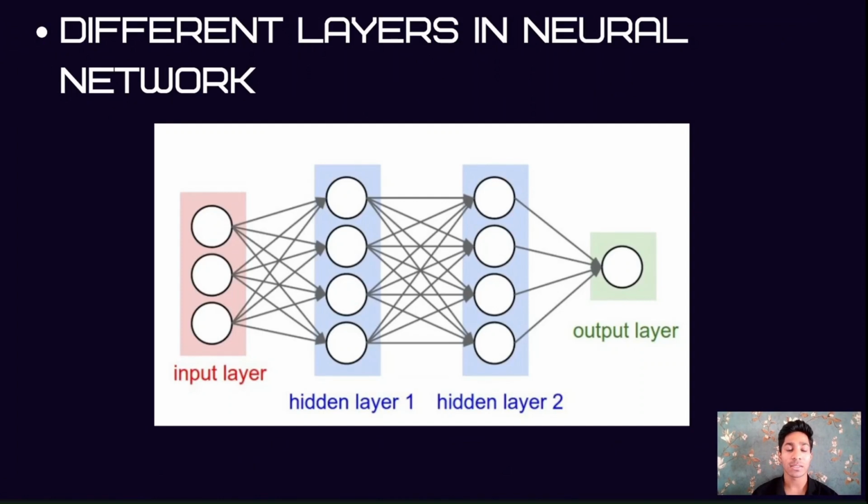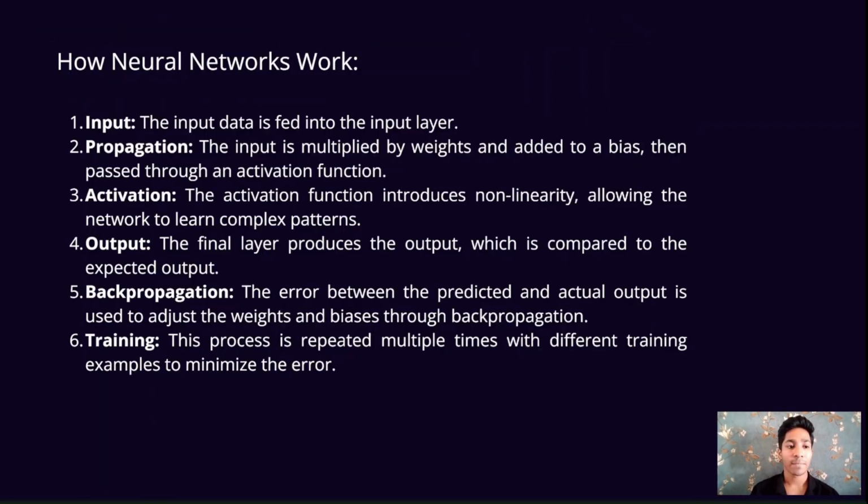Next, we have different layers in neural networks. So these are the different layers in a neural network, in which one layer processes information and passes it to the next layer. For example, here the hidden layer 2 processes the information and passes its result to the next layer. Then we have how a neural network works.